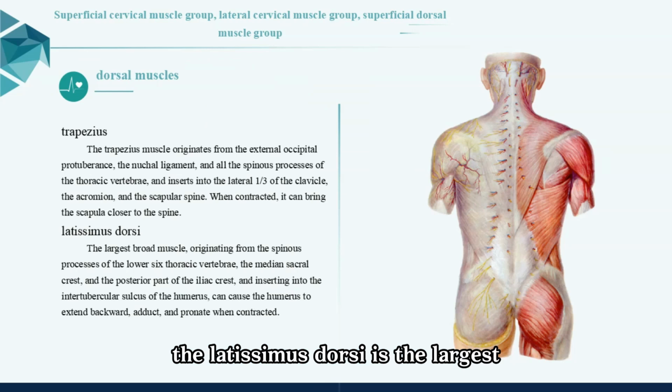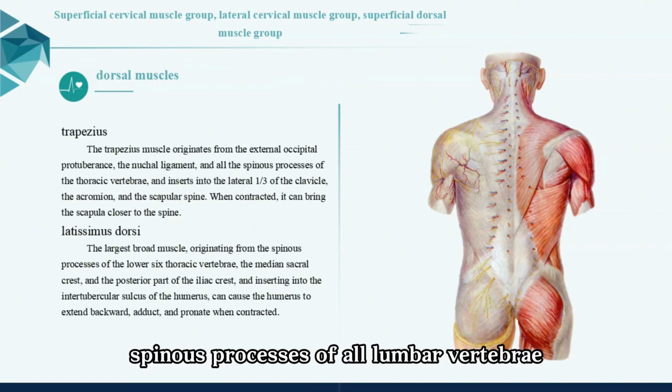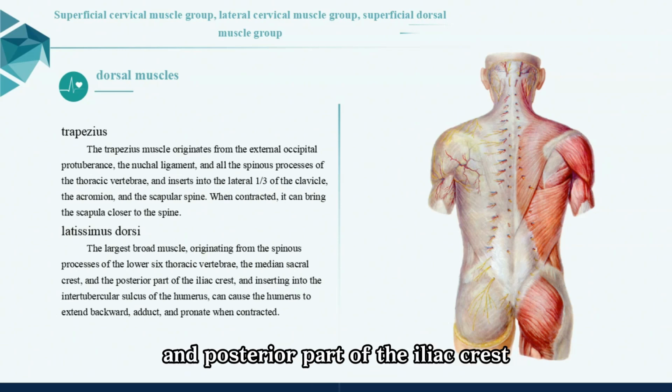The latissimus dorsi is the largest flat muscle in the body, located in the lower half of the back and the posterolateral part of the chest. It originates via an aponeurosis from the spinous processes of the lower six thoracic vertebrae, spinous processes of all lumbar vertebrae, median sacral crest, and posterior part of the iliac crest.